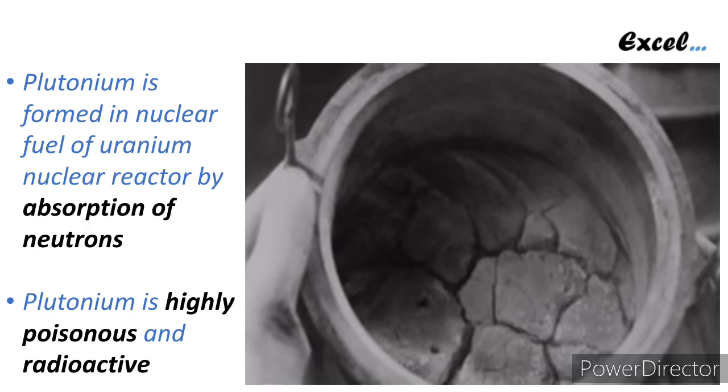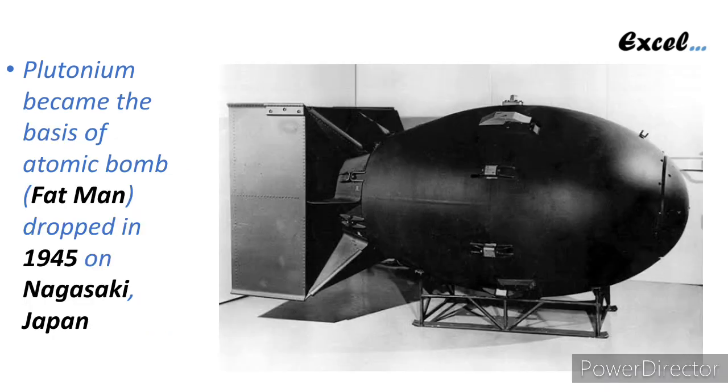Plutonium is highly poisonous and radioactive. It decays radioactively by emitting alpha particles, helium nuclei, and when it hits the cells of the body, it causes terrific damage. Plutonium became the basis of the atomic bomb Fat Man, which was dropped in 1945 on Nagasaki, Japan, which ended World War II in 1945.